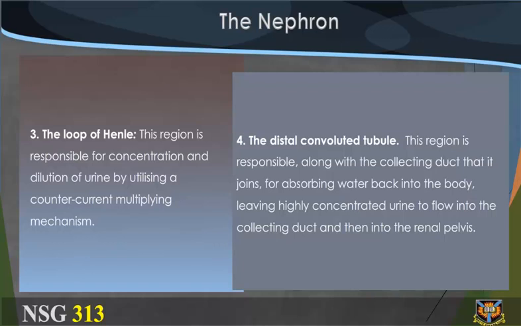3. The loop of Henle. This region is responsible for concentration and dilution of urine by utilizing a countercurrent multiplying mechanism. 4. The distal convoluted tubule. This region is responsible, along with the collecting duct that it joins, for absorbing water back into the body, leaving highly concentrated urine to flow into the collecting duct and then into the renal pelvis.